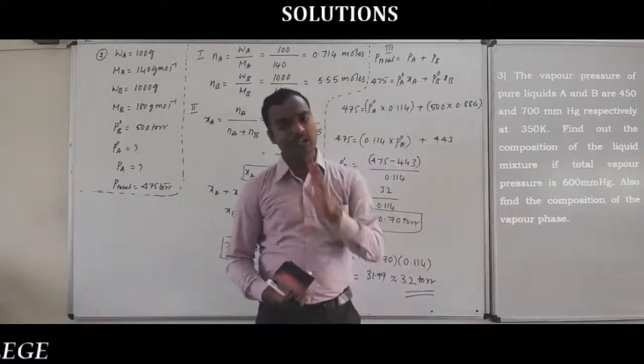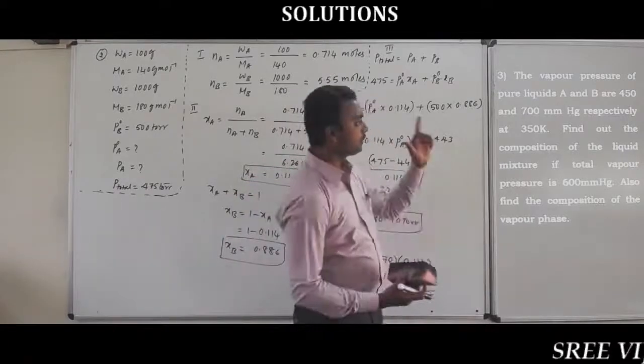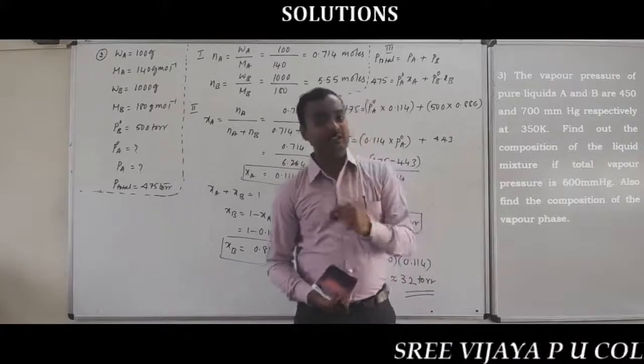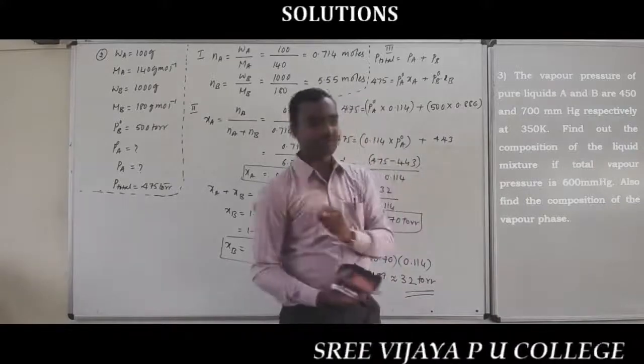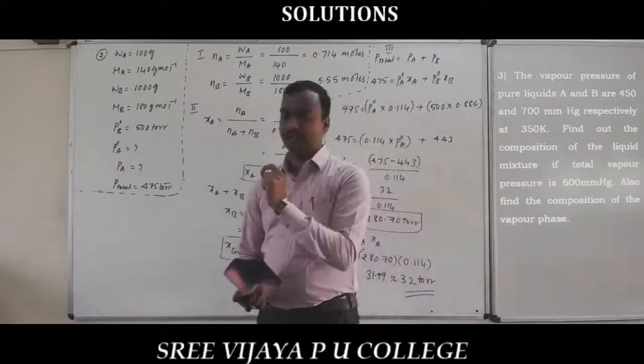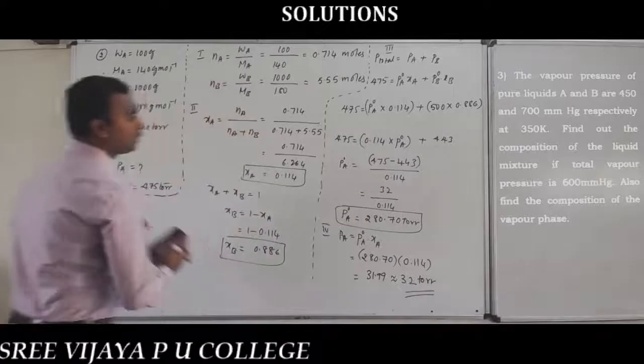Composition is nothing but our intention is to calculate the mole fractions of the components. So mole fraction of component A and mole fraction of component B. Once you calculate the mole fraction in liquid, that is XA and XB, liquid phase. For the vapor phase, that is taken as YA and YB. That can be calculated by using Dalton's law of partial pressure. So now move on to the problem.